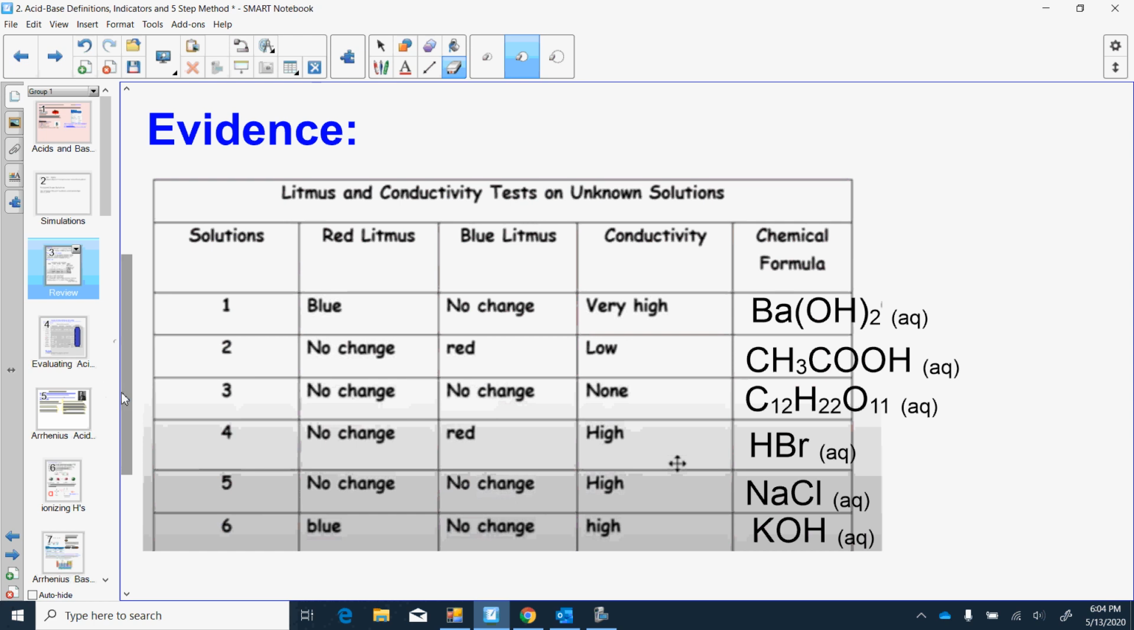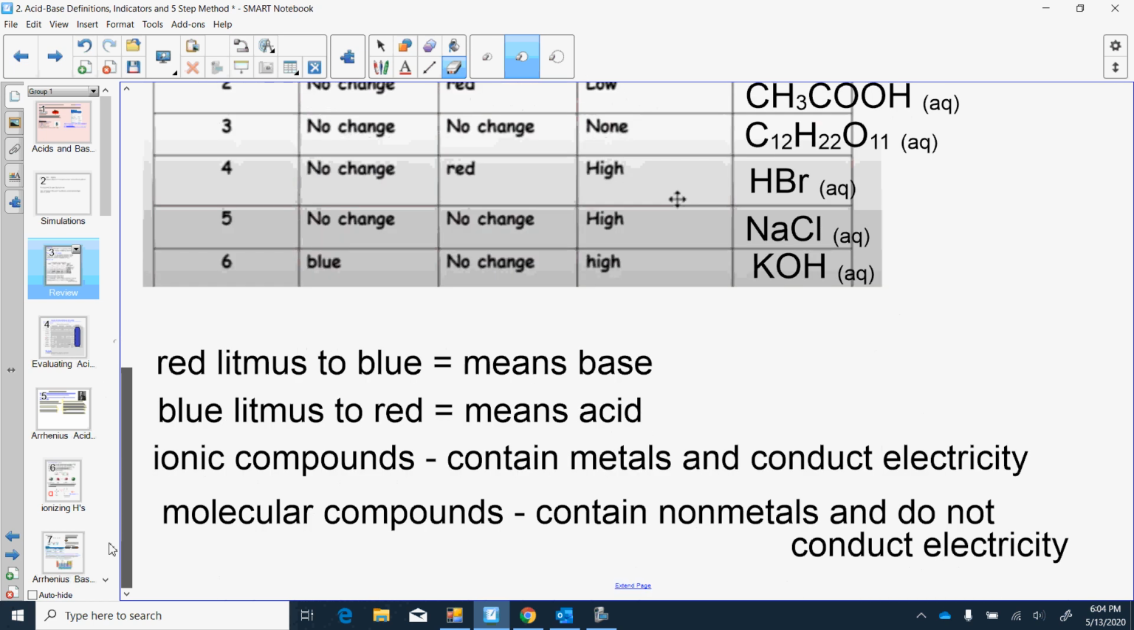So I just wanted to review a few of those things just to help you as we move forward. Red litmus to blue means base. Blue litmus to red means acid. Ionic compounds contain a metal and conduct electricity. Molecular compounds contain nonmetals and do not conduct electricity. All right, I think we're ready.